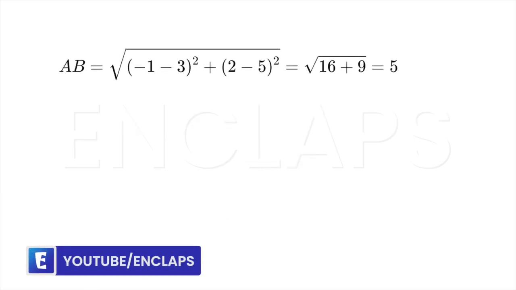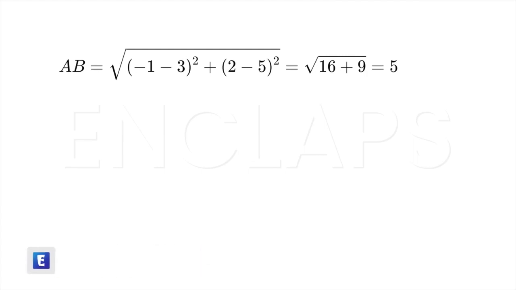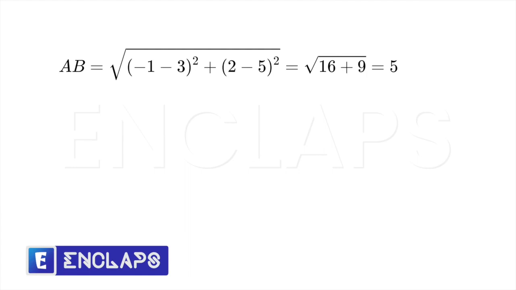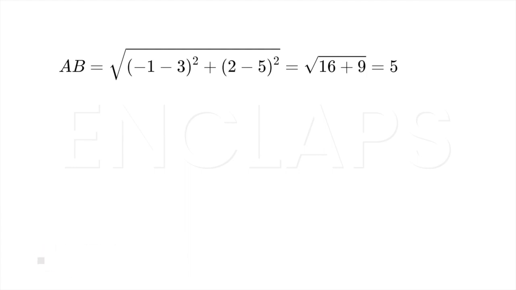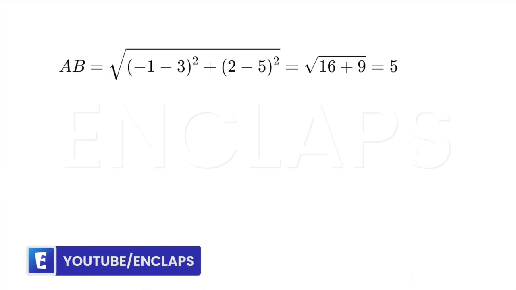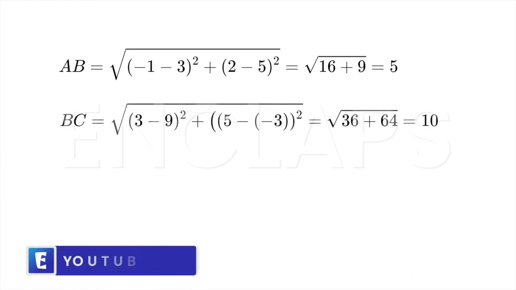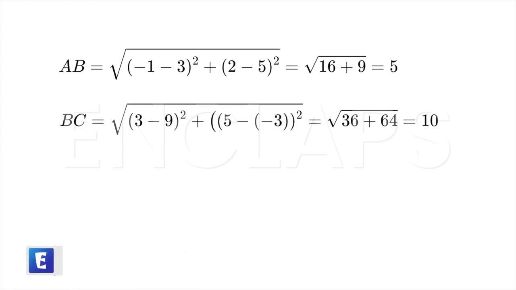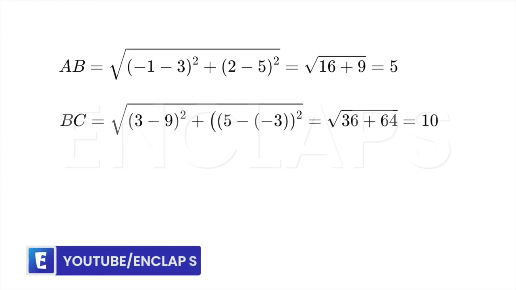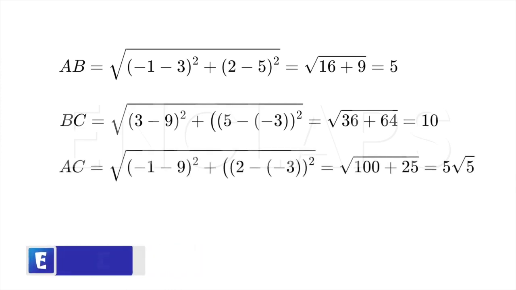Here, if point (-1, 2) is taken as A, (3, 5) as B and (9, -3) as C, then AB equals root of (-1 minus 3) the whole square plus (2 minus 5) the whole square, equals root of 16 plus 9, equals 5. BC equals root of (3 minus 9) the whole square plus (5 minus 3) the whole square, equals root of 36 plus 64, equals root 100, which is 10. AC equals root of (-1 minus 9) the whole square plus (2 minus -3) the whole square, equals root of 100 plus 25, which is 5 root 5.